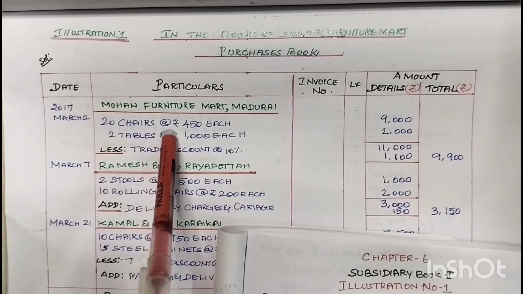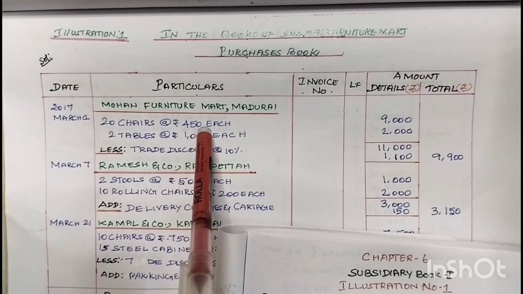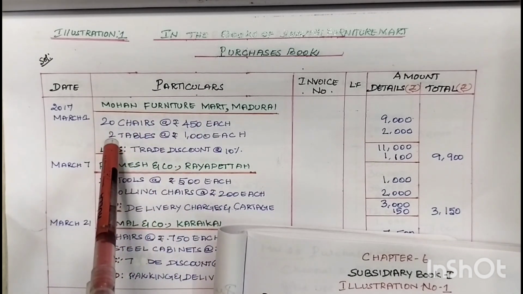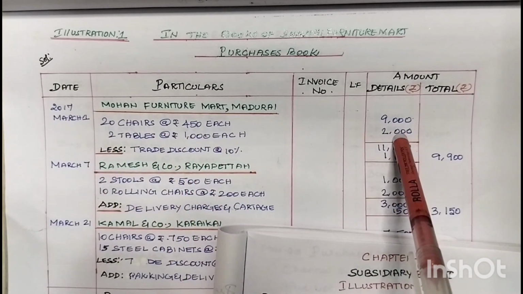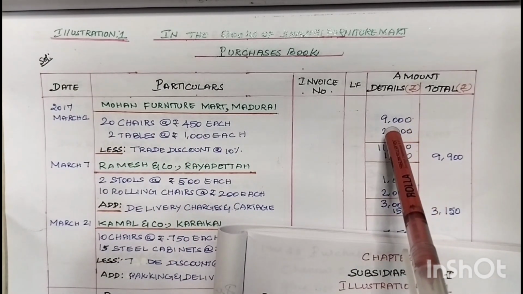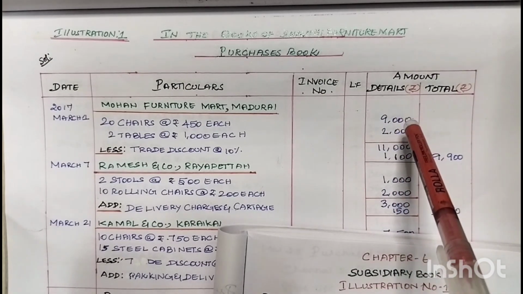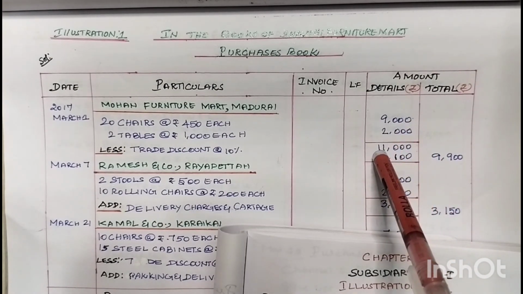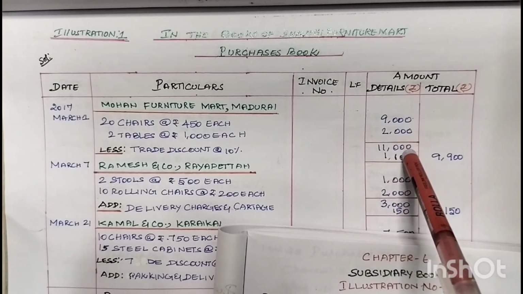Then 2 tables at rupees 1000 each. So one table rate is rupees 1000. How much for 2 tables? You have to multiply 2 into 1000. You got 2000 rupees. So you enter that 2000 rupees into the detail column. Then you have to total that 9,000 rupees and 2,000 rupees. How much you get? The total purchases amount is 11,000 rupees.